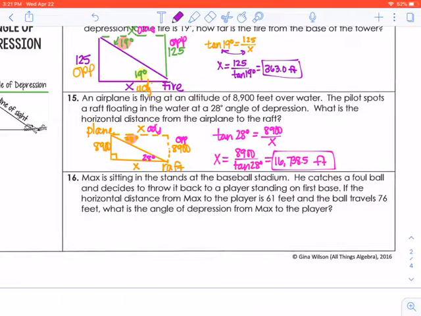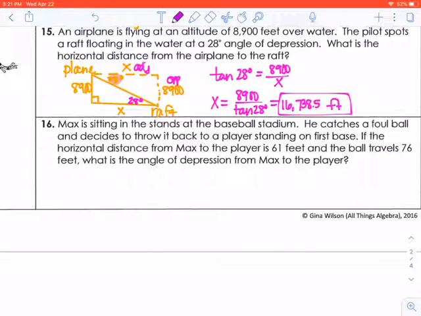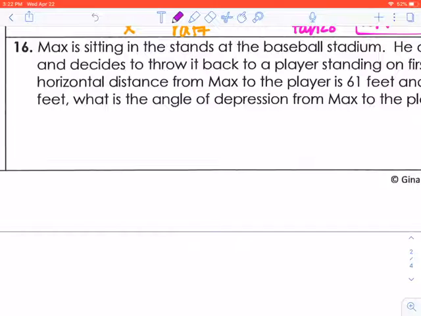Max is sitting in the stands at the baseball stadium. He catches a foul ball and decides to throw it back to a player standing on first base. If the horizontal distance from Max to the player is 61 feet and the ball travels 76 feet, what is the angle of depression from Max to the player? Okay, so we'll start. Max is somewhere up here in the stands, and then there's going to be a baseball player at first base right here.